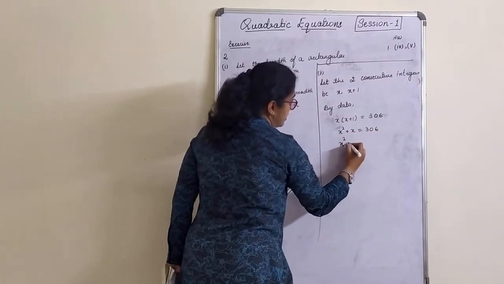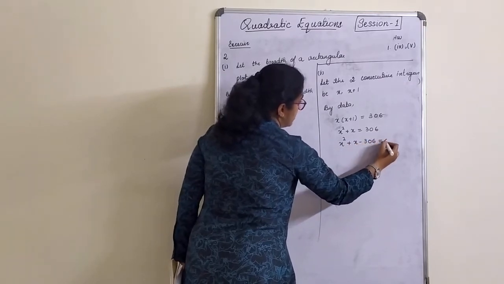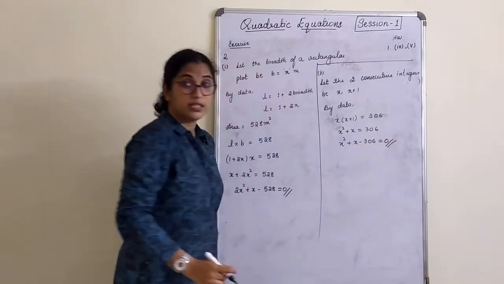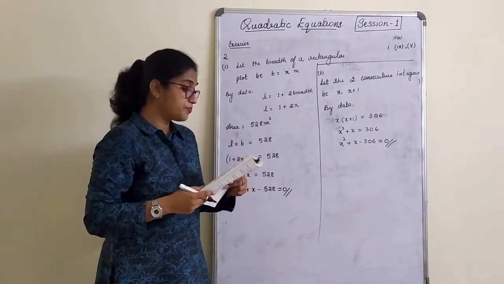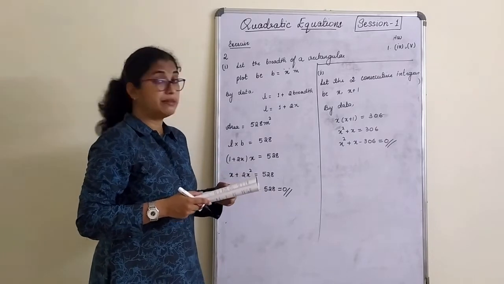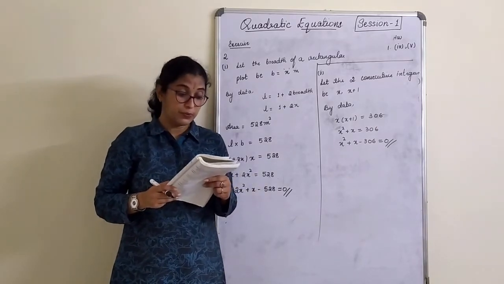How do you write? x square plus x minus 306 is equal to 0 is the second equation that you have to frame. So, very clear how to frame the quadratic equation. Okay, we'll go with the third one.